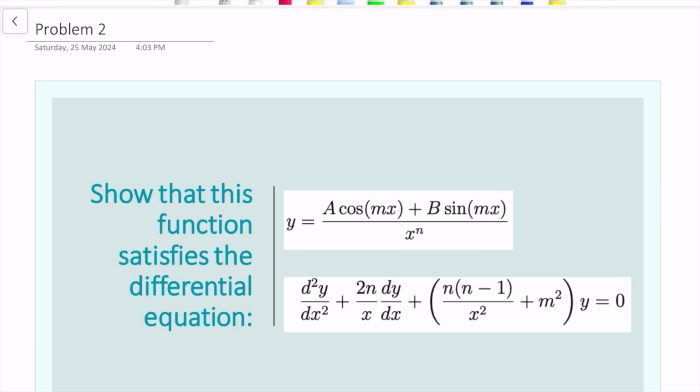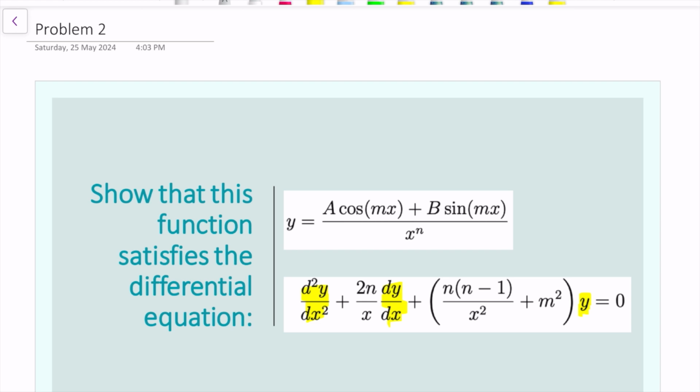Okay, so we need to show that this solution here works in the differential equation, and to do that we need to differentiate it twice, chuck it in there, differentiate it once, chuck it in there, just put the function in there, and then show that all of it equals 0.